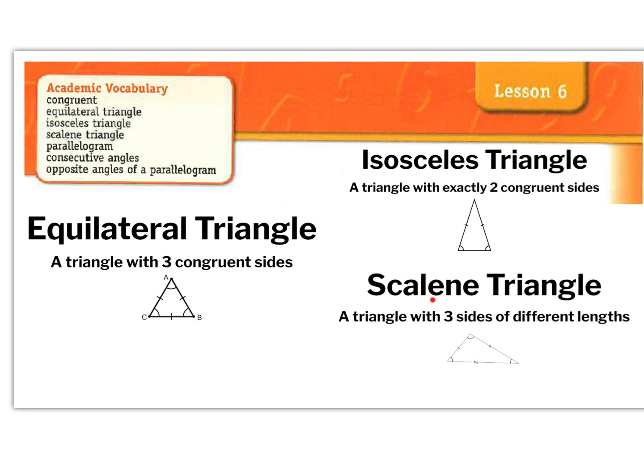The next one is a scalene triangle. This is a triangle with 3 sides of different lengths. So see how this one has 1 line, this has 2 lines, this has 3 lines. All 3 of those sides are different. None of them are congruent or the same.